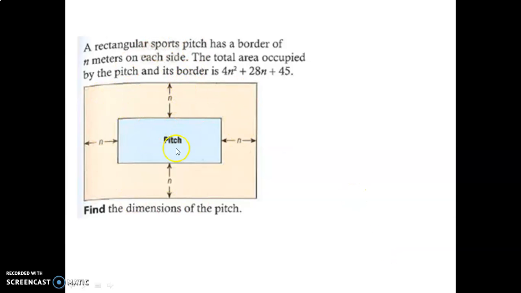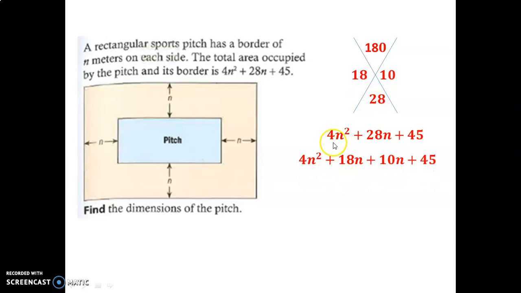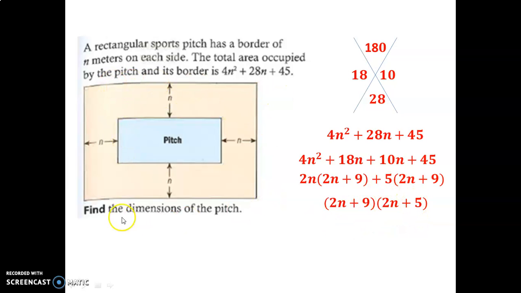Next one, this one here, tells us there's this thing. Read the problem carefully. There's a pitch and a border area, but the area of the whole thing is this number here. So I'm going to take the whole area. I'm going to factor it. So I have 180 there, 4 times 45. I have this number. I have those. And finally, I'm factoring it by grouping, expanding like that, grouping, grouping. I factored it. So I found out that the dimensions of the whole thing are 2n plus 9 times 2n plus 5.